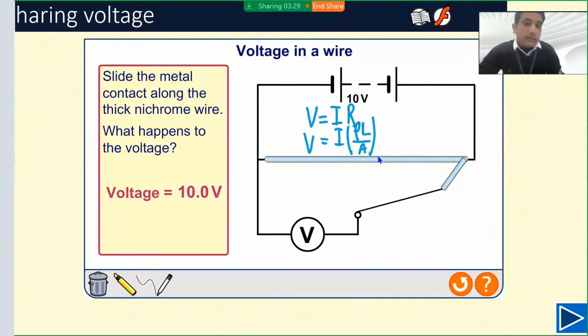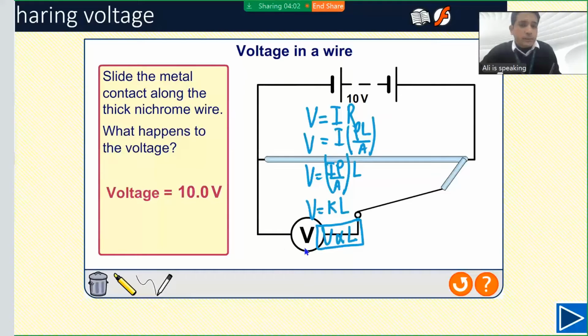As the resistivity of this wire and A are constant, and the current in the same wire is also constant, we can write V is equal to I times rho divided by A, and this is constant, so we can take L out. So V is equal to some constant times L. From here we can say V is directly proportional to L, meaning the potential difference across this voltmeter is directly proportional to L. This is one thing we need to understand from this very simple potential divider.